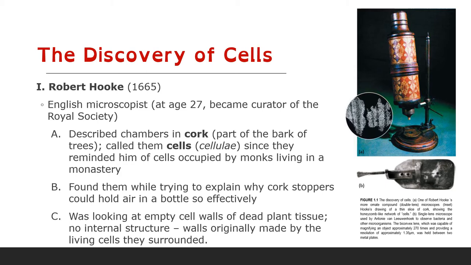So what he did was to describe the chambers that he found on corks, from the part of the bark of a tree. He sliced the cork and found these cells, which he associated with rooms where monks live in a monastery, and a honeycomb. He also observed empty cell walls of dead plant tissues, wherein the walls had originally been produced by the living cells that they had surrounded.